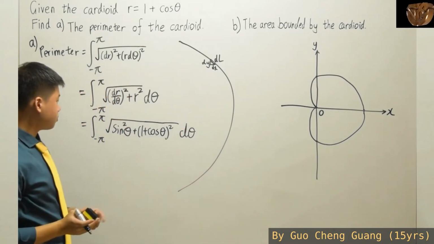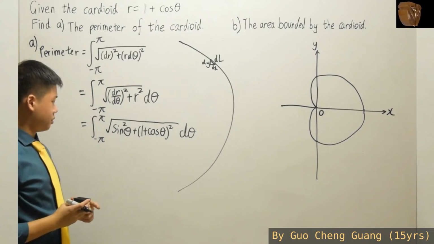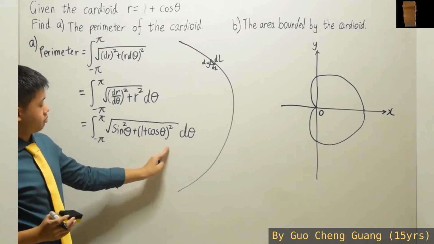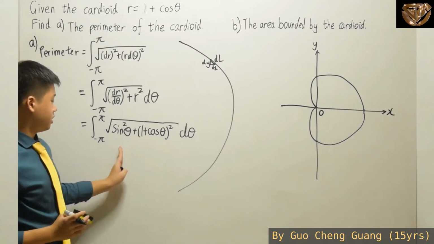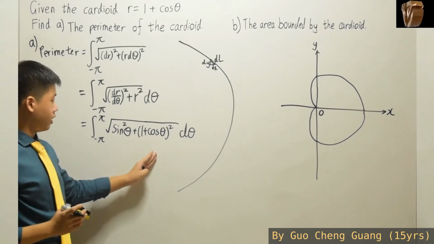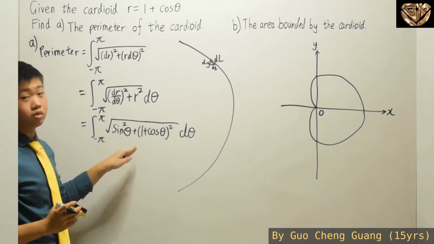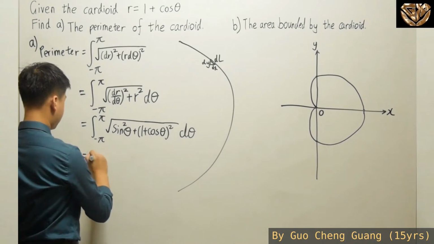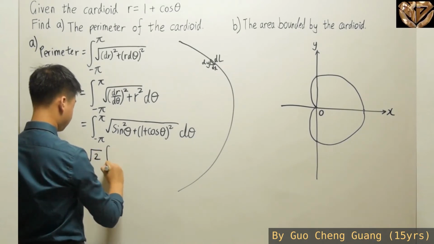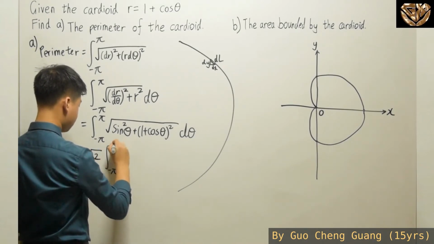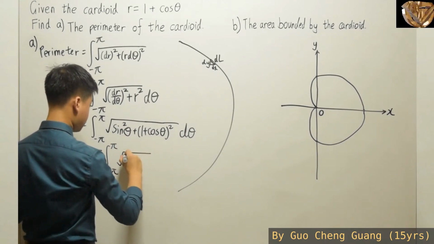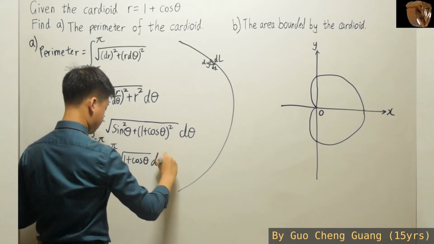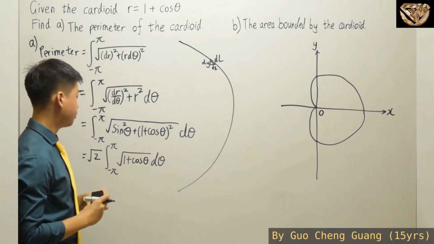So what's so special about this part? Let's expand it. You're going to have 1 plus 2 cosine theta plus cosine square theta. Sine square theta plus cosine square theta is going to be 1, so we're going to have 2 plus 2 cosine theta. Let's remove a square root 2, and we're going to see 1 plus cosine theta d theta.